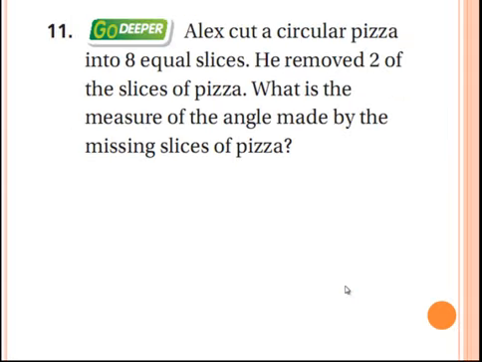The last question, go deeper. Hey guys, focus. The last question with us. Go deeper. Alex cut a circular pizza into 8 equal slices. He removed 2 of the slices of pizza. What is the measure of the angle made by the missing slices of pizza? Try to do it and write the answer as a comment after you watch this video.